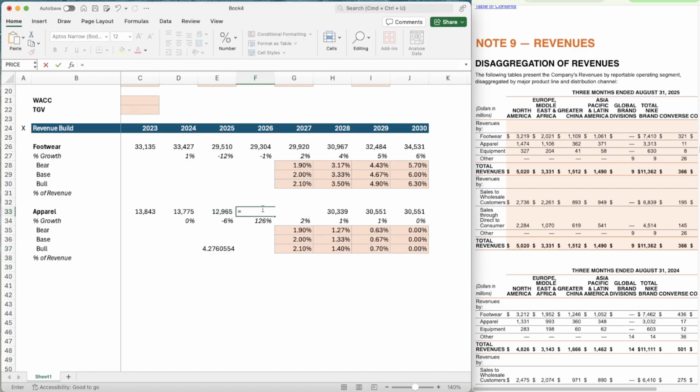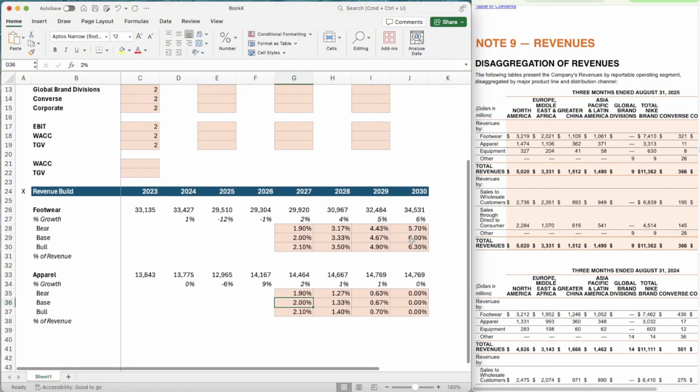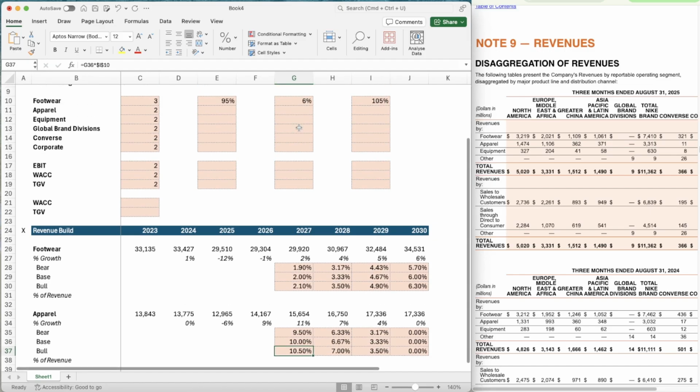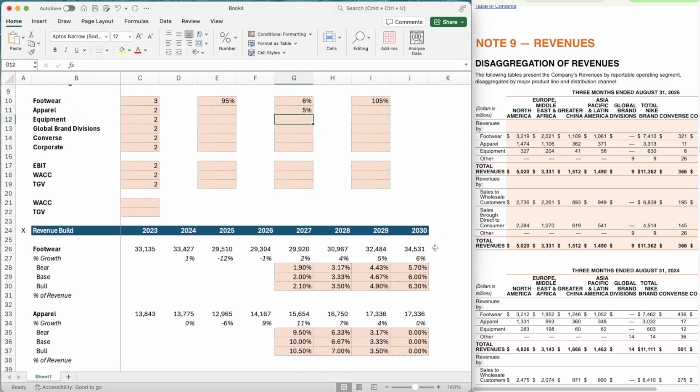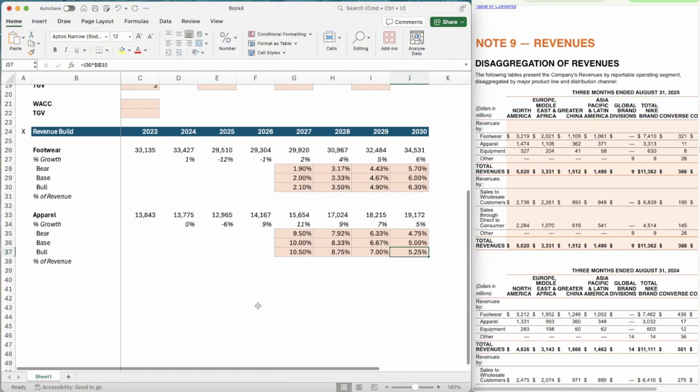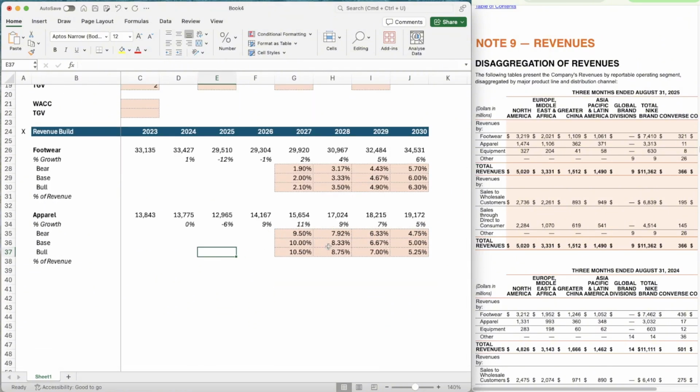So let's do 3313 multiplied by 4.276055. Okay, so this could actually look quite good for the next year. And we'll say, well, let's say it goes 10%, but it eventually settles on 5% growth. Equals G11. So it does look like apparel can recover a bit faster.